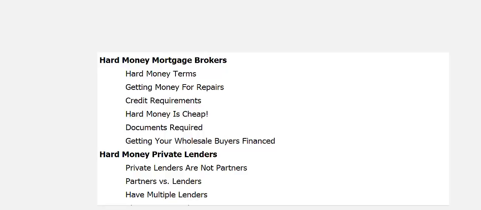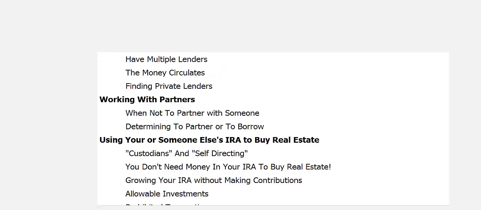Then we get into a different category, hard money private lenders. Private lenders are not money partners. Money partners versus lenders, having multiple private lenders. The money circulates, finding private lenders. How do you market for them?